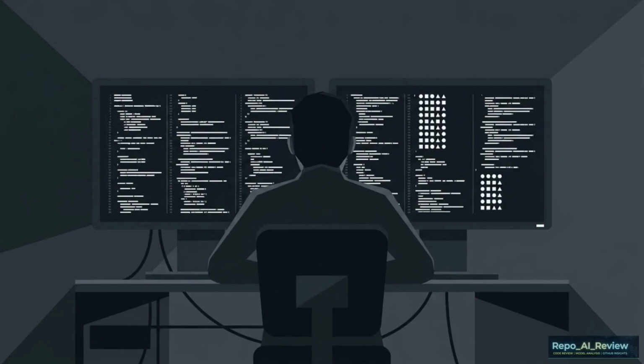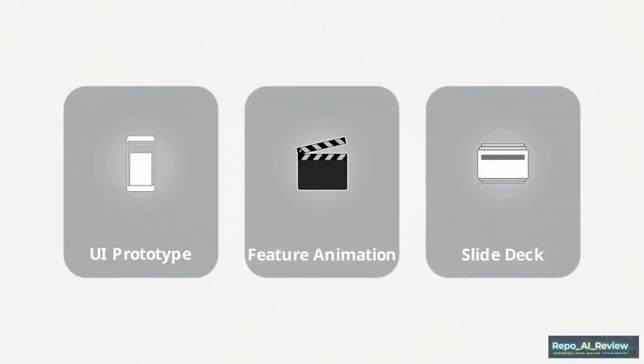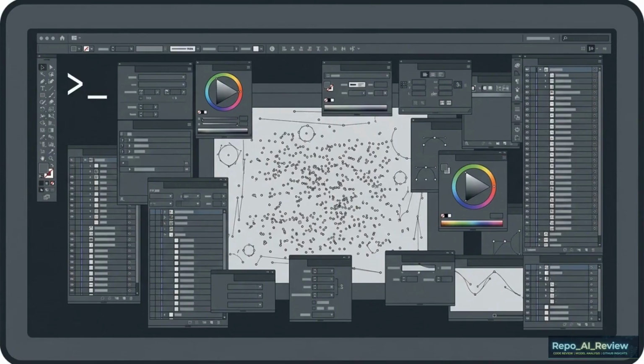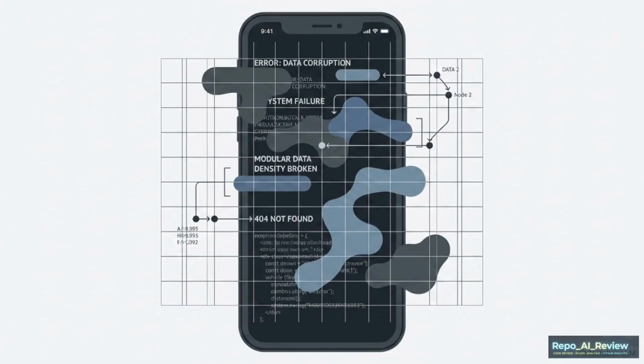You're in the middle of a build and you suddenly need a UI prototype, a feature animation, or a slide deck to show off your progress. The legacy option is to open a specialized tool like Figma, a space most engineers find confusing and cumbersome to navigate. If you try a basic AI generator instead, you usually get back unusable purple gradient emoji-heavy slop. It looks like AI, but it doesn't look like a product.